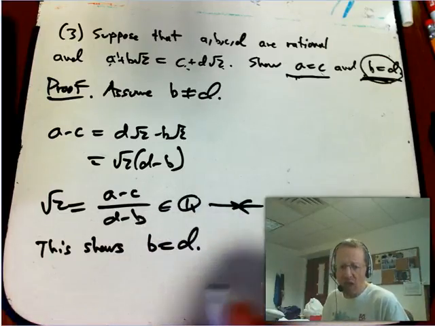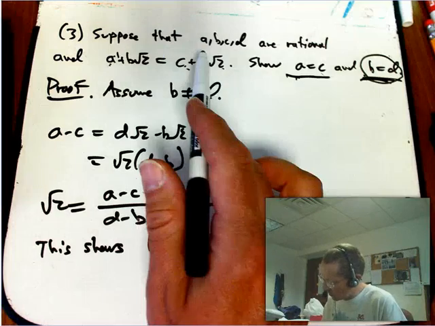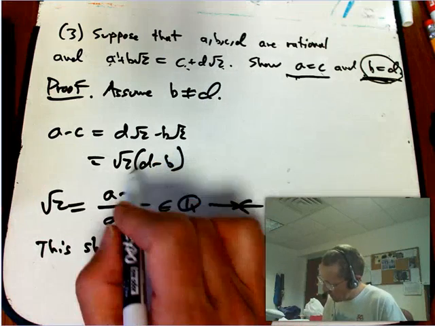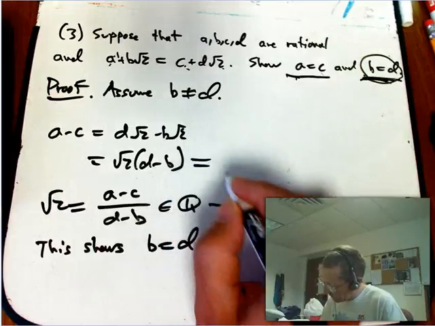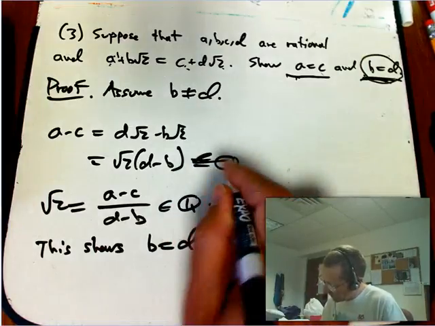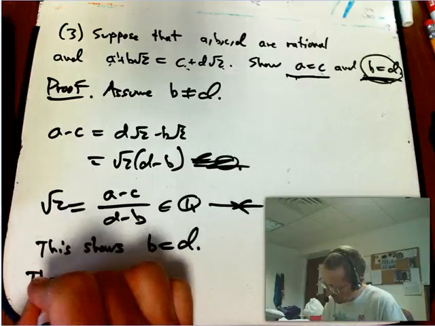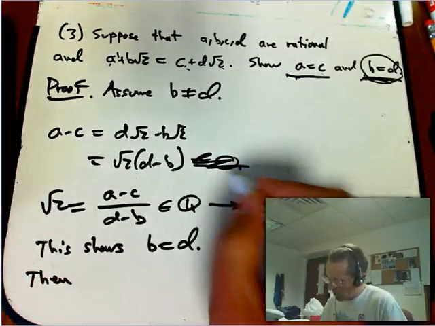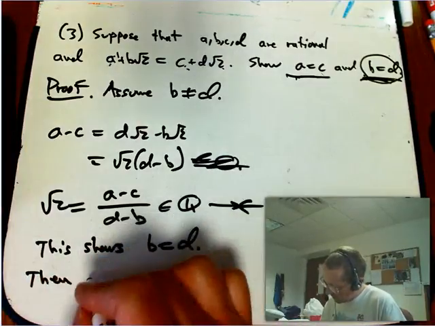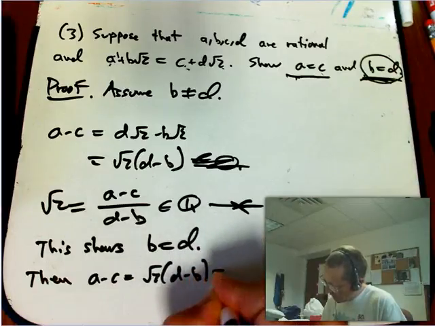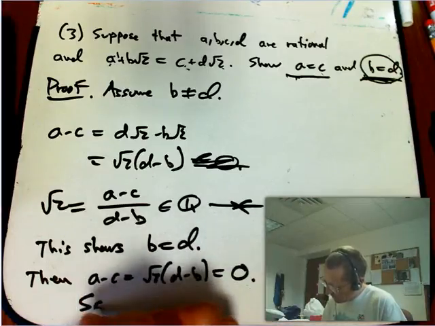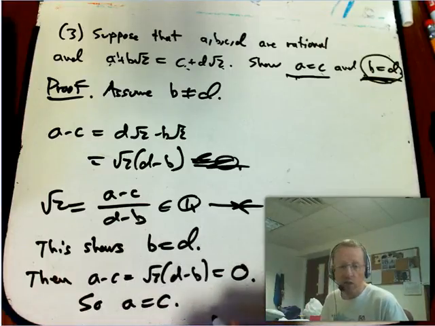Okay. And then the rest of it's equal. If b is equal to d, I'm just going to go back to any one of these expressions, but like here, that's equal to 0. Let me be a little more careful. It's bad style to go back up and write things here. Then a minus c equals root 2 times d minus b. But that's 0. So in fact, a has to equal c.